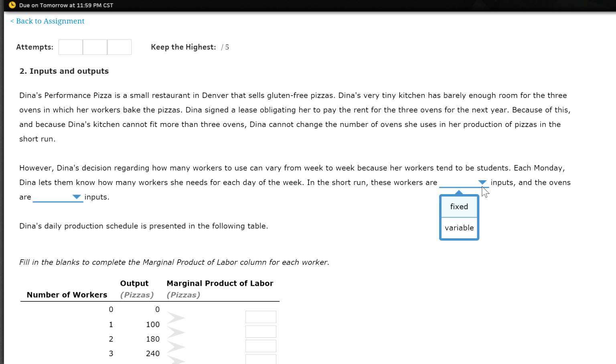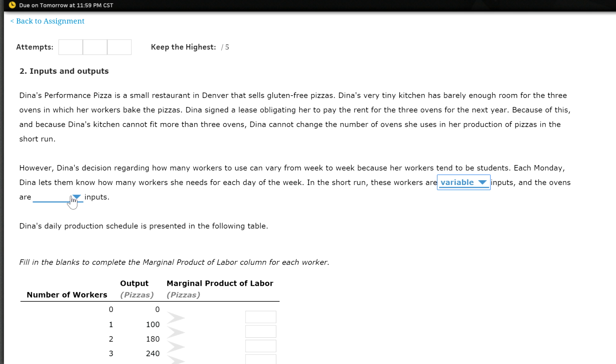What you need to remember is that for fixed input, that means you cannot change. You have what you have, and that's it. So for number of workers over here, Dina can change them. So if she needed more, she can ask more people to come in. If she needed less, just don't ask anybody. So for this number of workers, this will be a variable input.